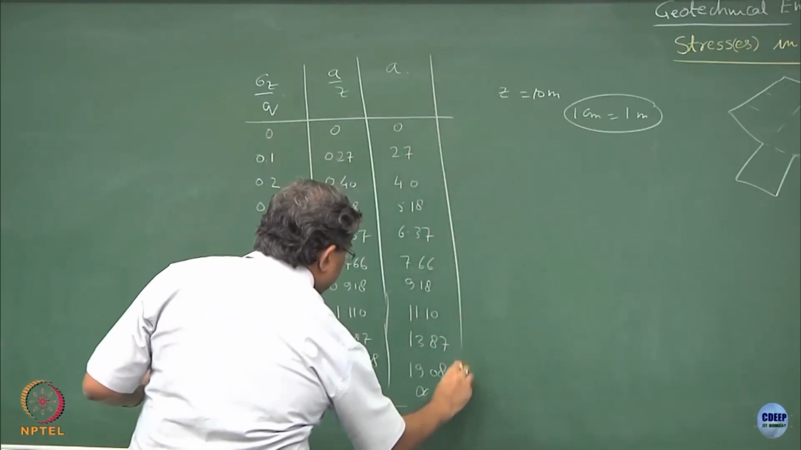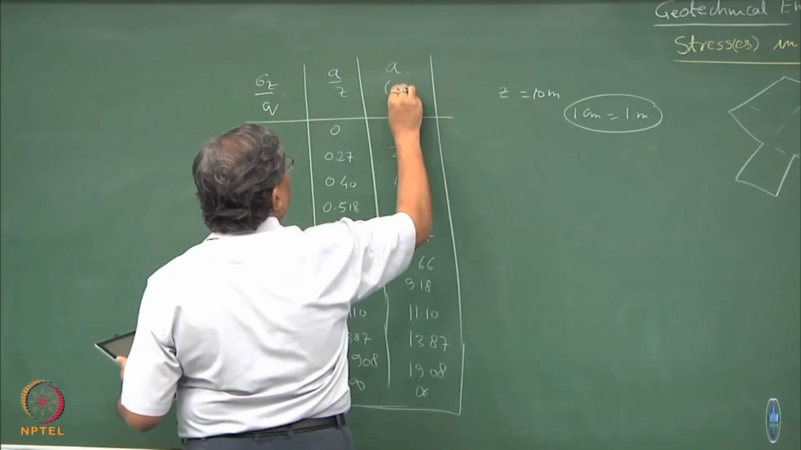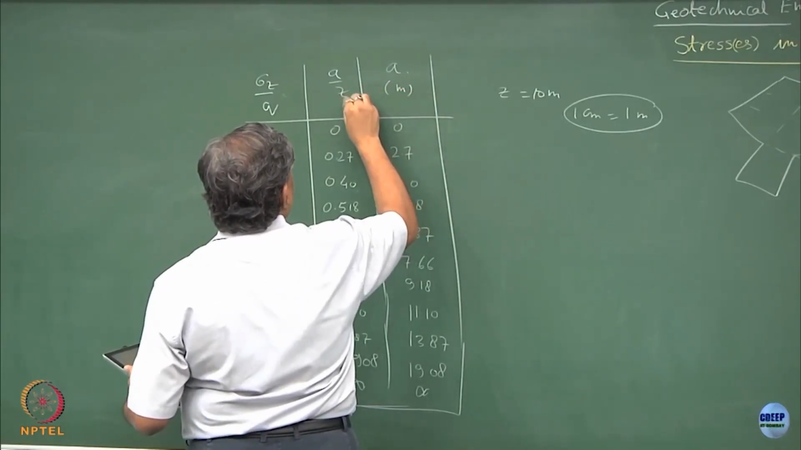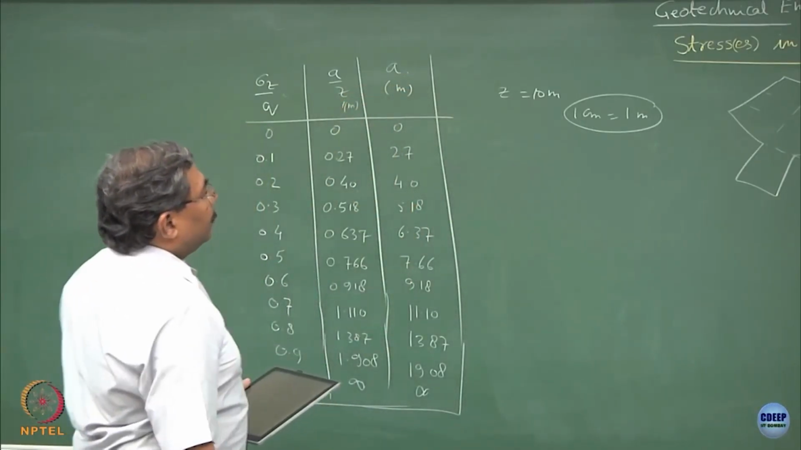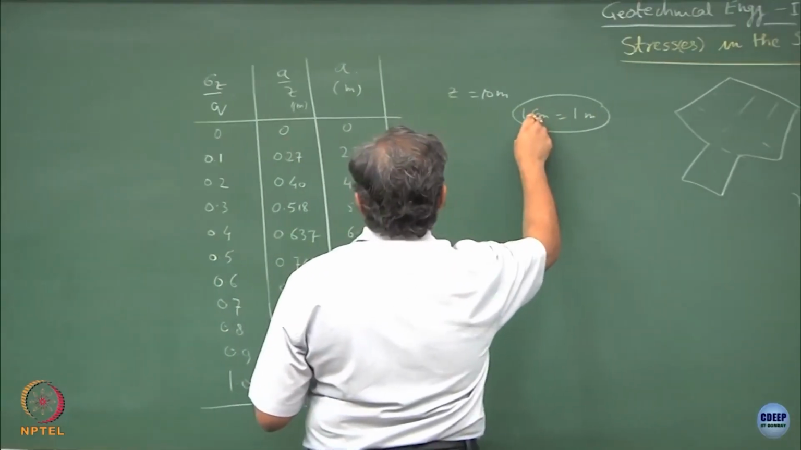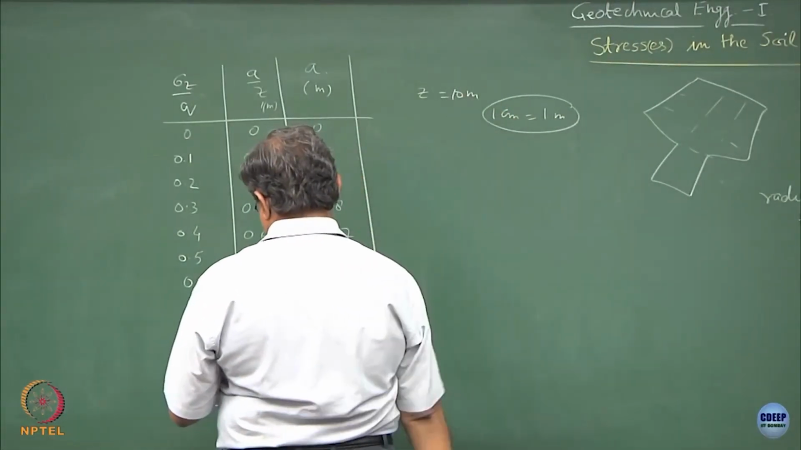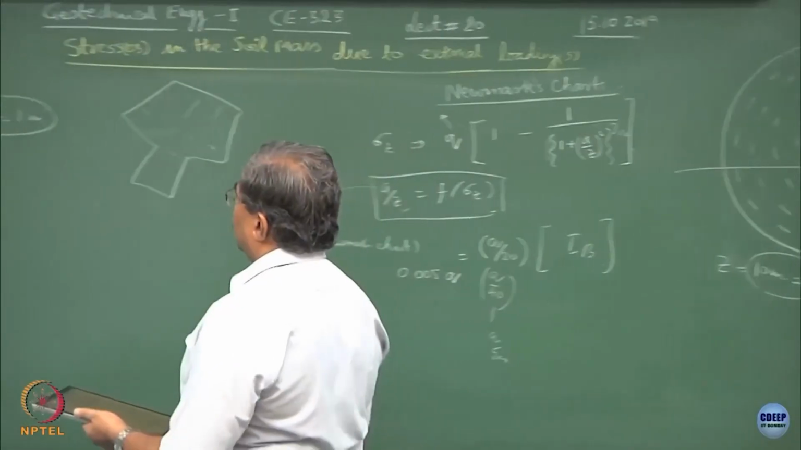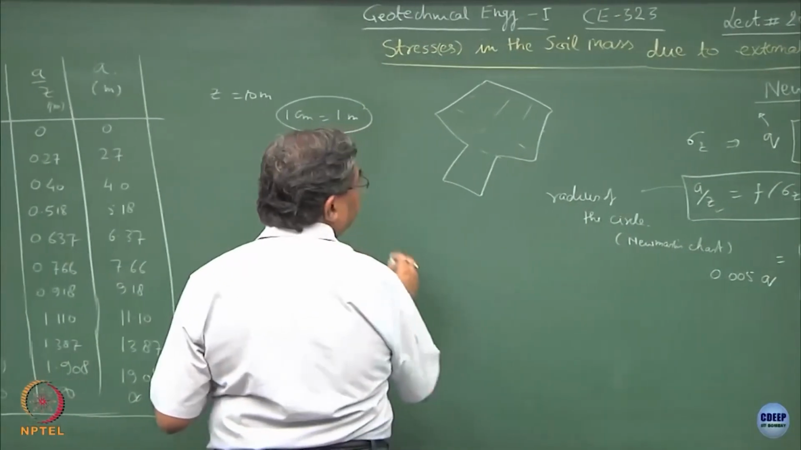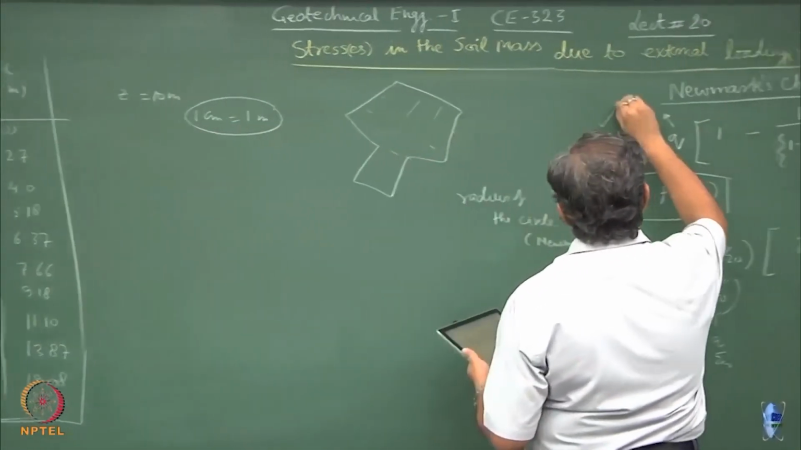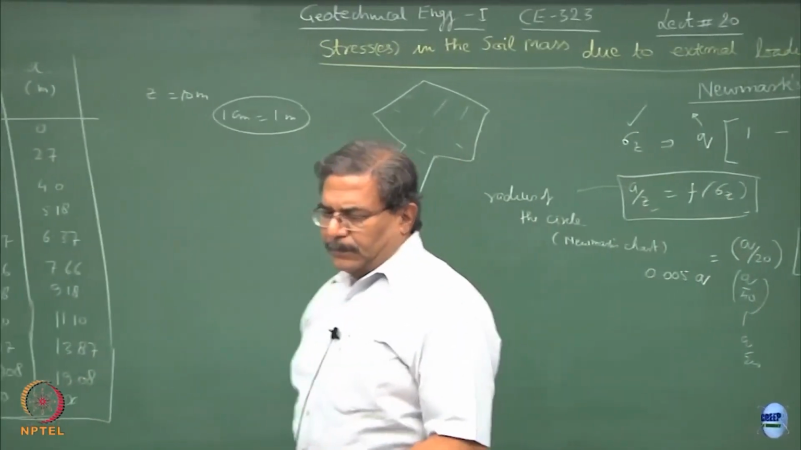The moment this is done, it is in meters, because that is in meters. 1 meter is equivalent to 1 centimeter, and hence you can draw the circles and you can compute the value of sigma z. Is this part okay?